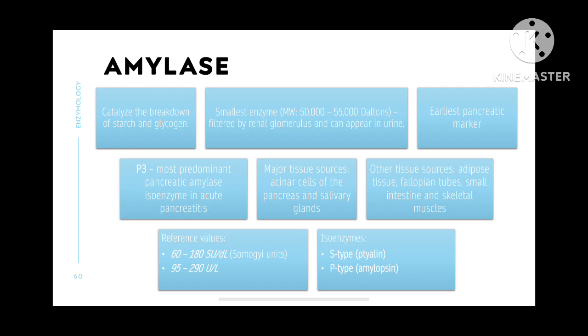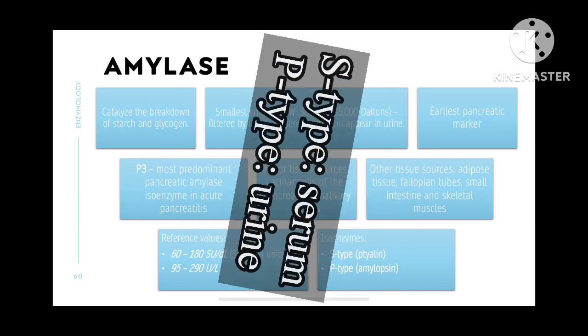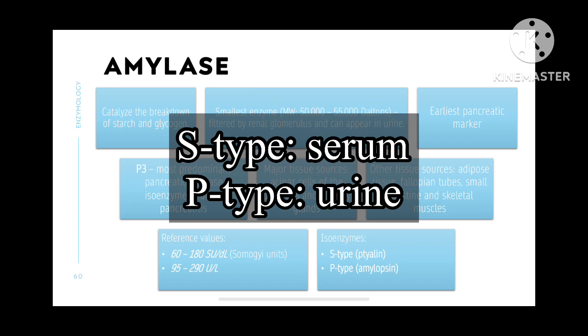However, P3 also has been detected in cases of renal failure and therefore is not entirely specific for acute pancreatitis. The S-type isoamylase represents approximately two-thirds of amylase activity of normal serum, whereas P-type predominates in normal urine.